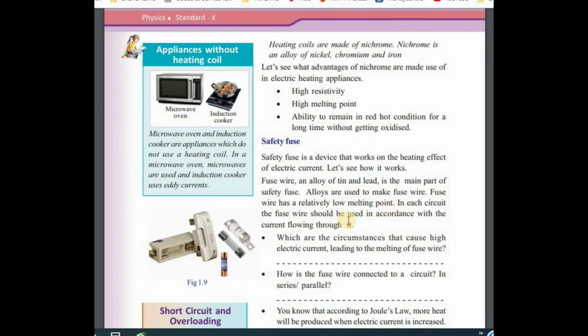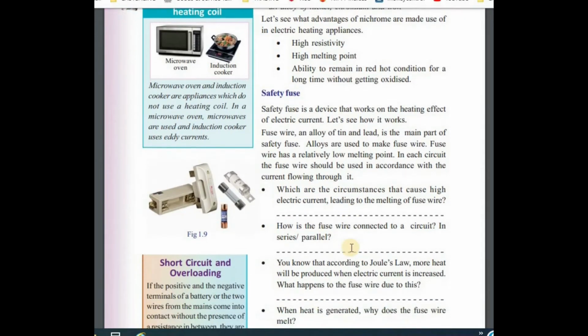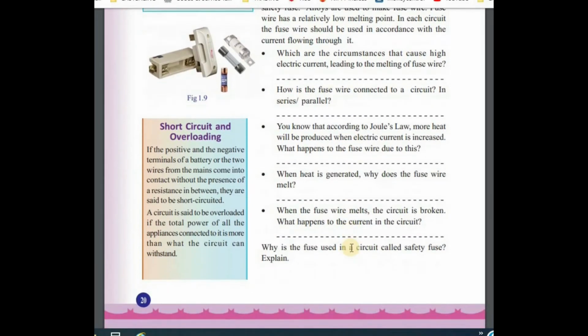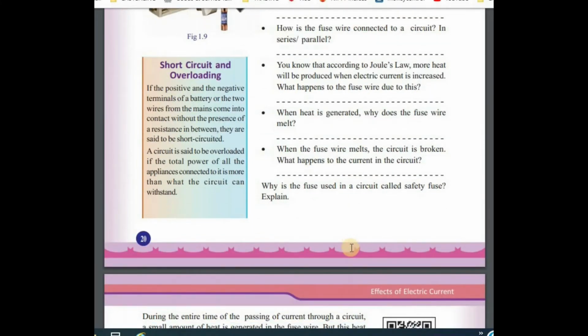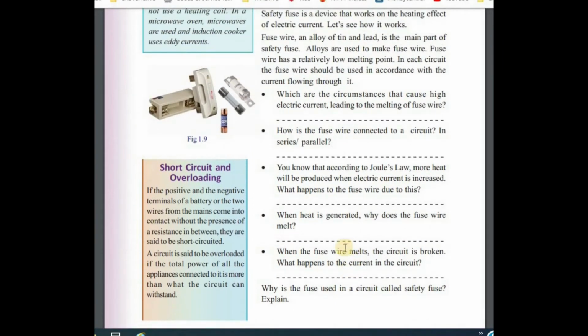In each circuit, the fuse wire should be used in accordance with the current flowing through it, isn't it? Which are the circumstances that cause high electric current leading to the melting of fuse wire? There are two cases when high electric current could pass through a circuit, which are short circuit and overloading. What is that? Short circuit and overloading. What is a short circuit and what is overloading?